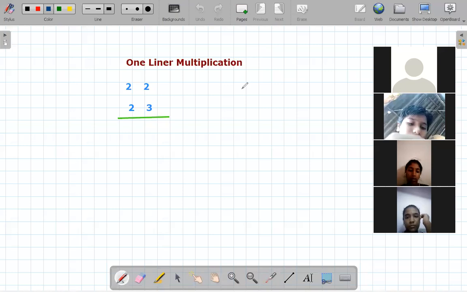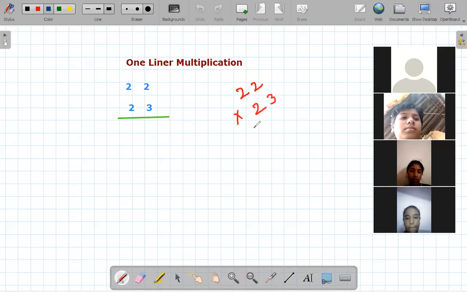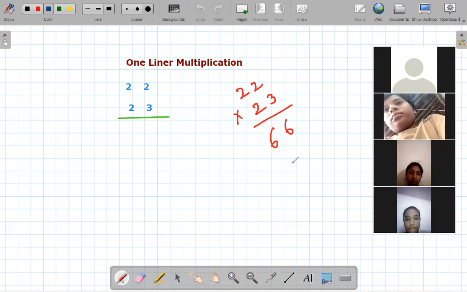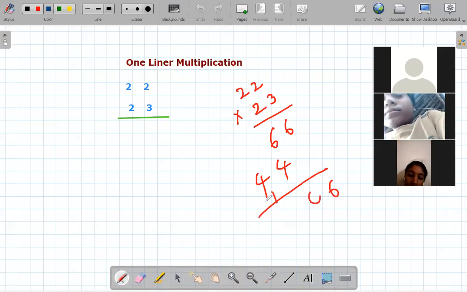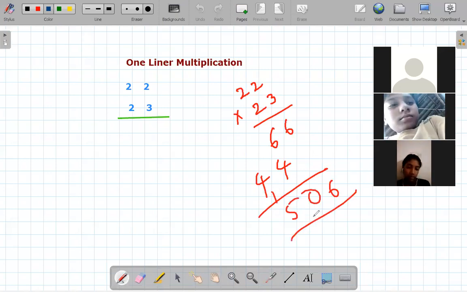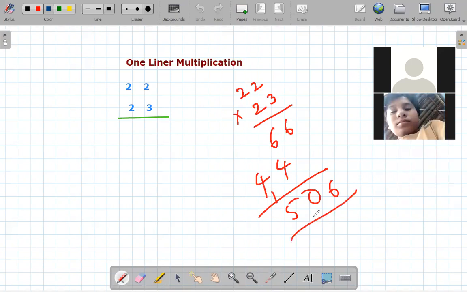22 into 23 means 22 to 23, isn't it? First, we will start with the third table. 3 2s are 6. And then the second table. 2 2s are 4. So 6, 6 4 10, 4 1 5. So 506 is the answer. Am I right? 506 is the answer there.